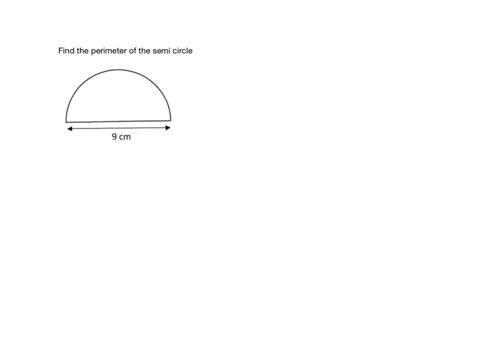In this video, we're going to have a look at finding the perimeter of a semicircle. Now, the perimeter is made up of two parts. We've got the curved edge and the straight edge. So we need to calculate the curved edge first.